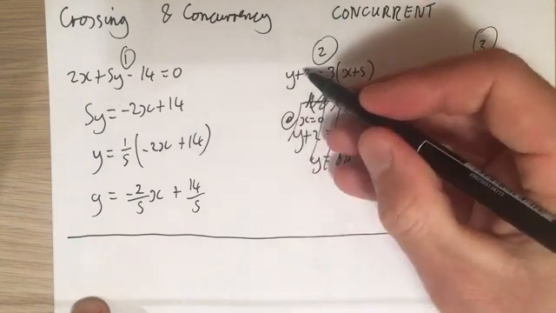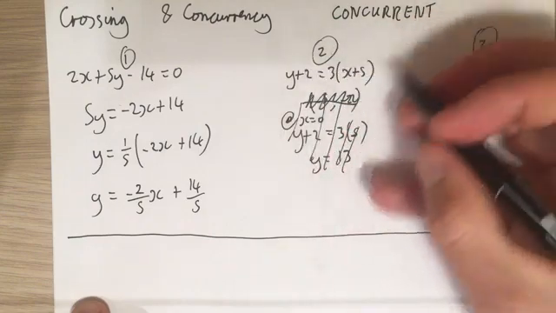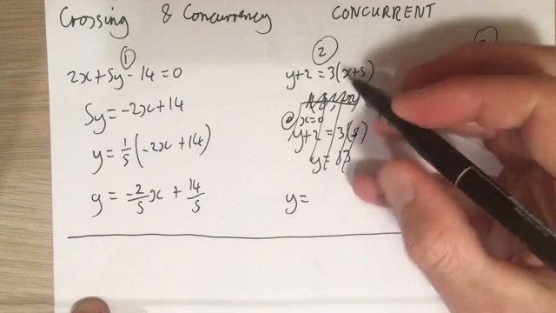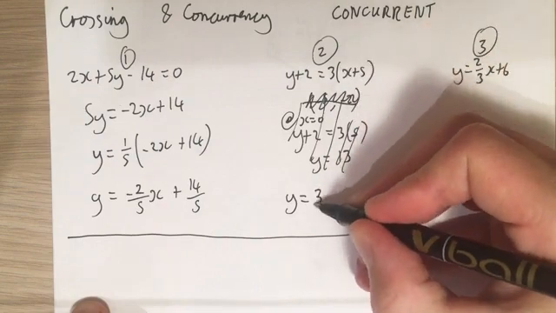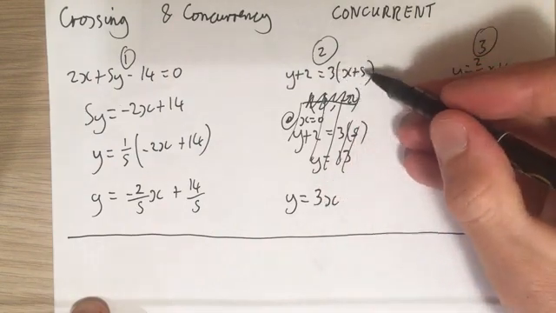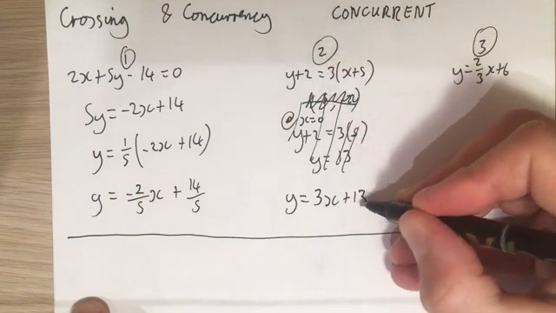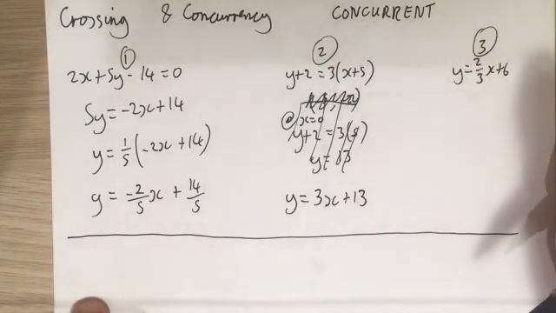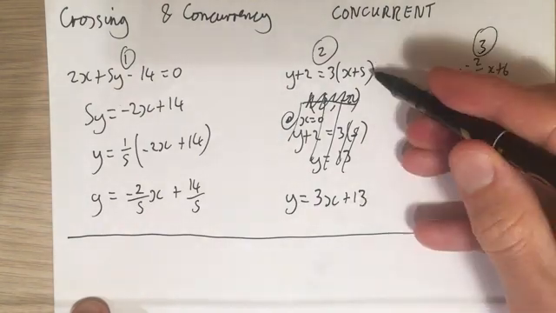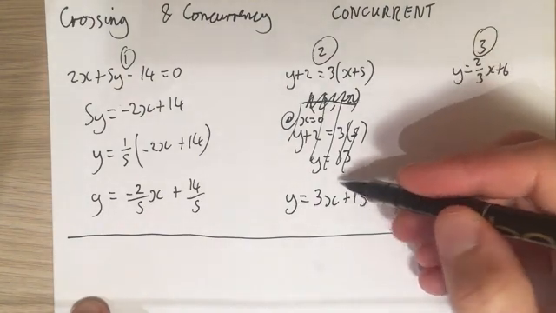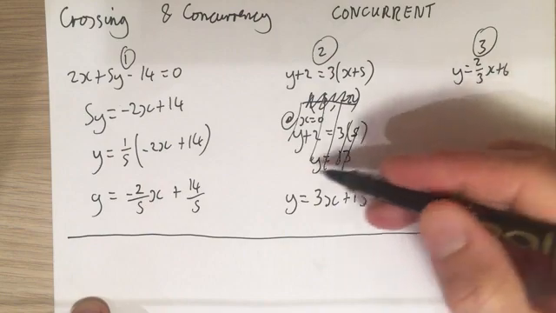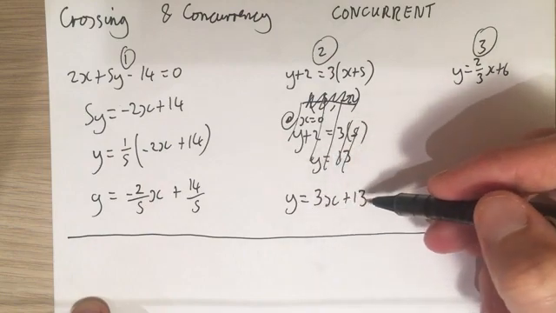I'm going to take off 2 off both sides and expand the brackets. So I'm going to have y equals 3 times x is 3x, 3 times 5 is 15, take away the 2 is 3x plus 13. So this line is satisfied by every point that satisfies that rule. These are the points that are on this line.